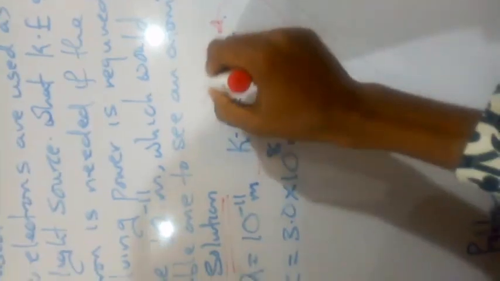So let's quickly insert everything that we have into this expression. We have this, and this is a constant. So what do we have? We'll be having Ke equals h, which is 6.62 times 10 raised to the power of minus 34, times speed of light 3.0 times 10 raised to the power of 8, divided by our wavelength. And what's the wavelength? 10 raised to the power of minus 11.